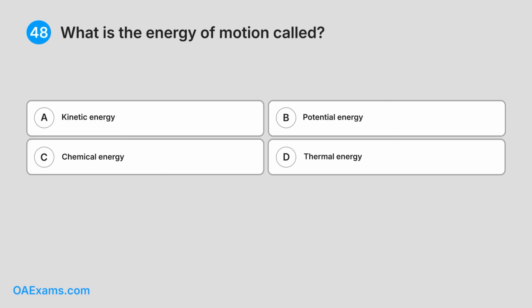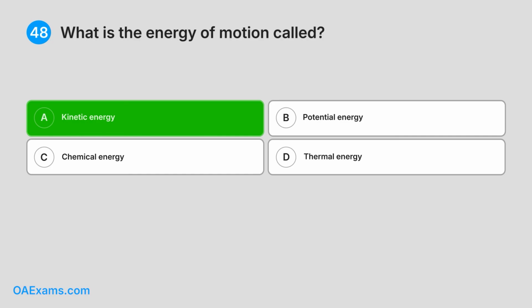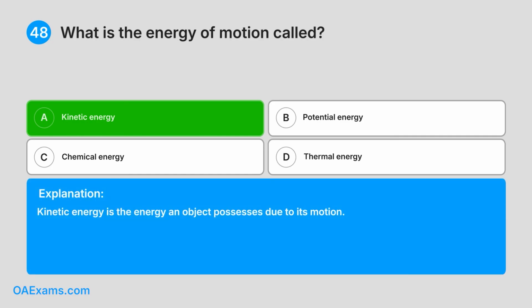48. What is the energy of motion called? A. Kinetic energy. B. Potential energy. C. Chemical energy. D. Thermal energy. What do you think is the answer? Correct answer: A. Kinetic energy. Explanation: Kinetic energy is the energy an object possesses due to its motion.